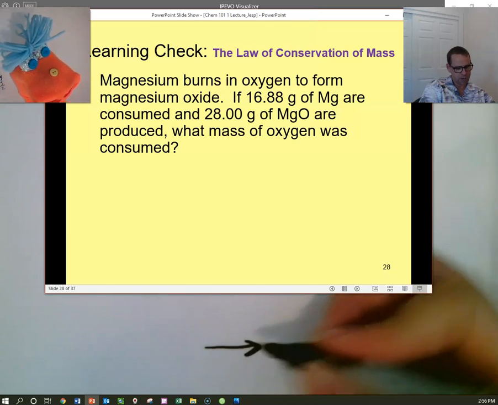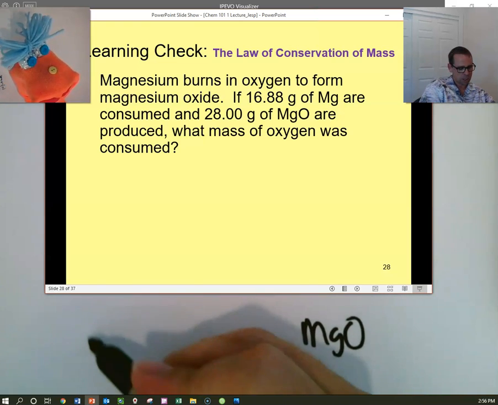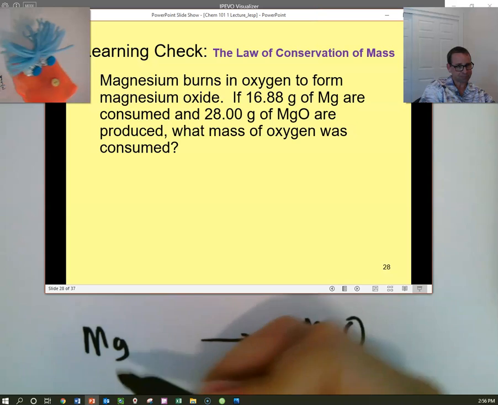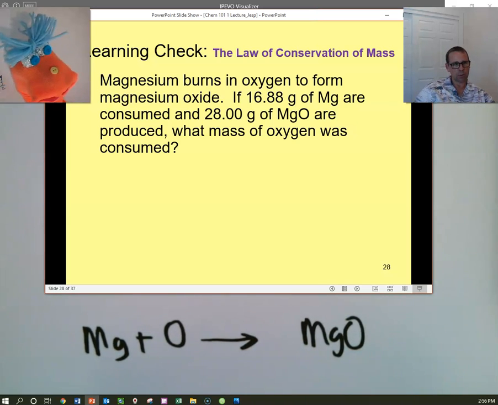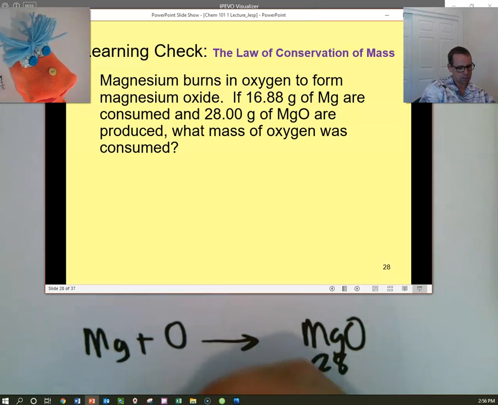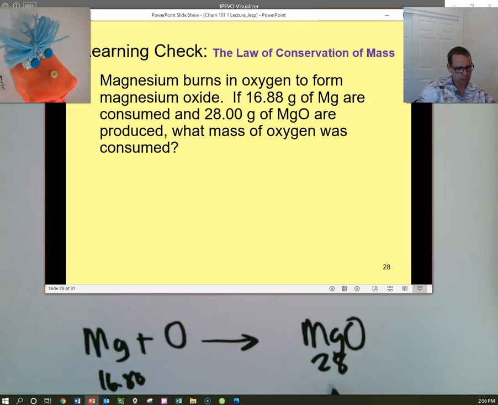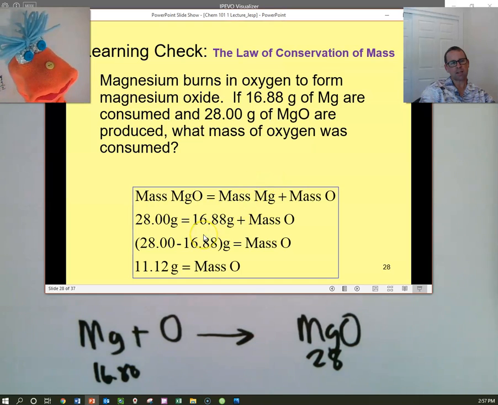Okay, that's right. So if I write it in terms of a chemical equation, I have magnesium plus my oxygen atoms coming together to form magnesium oxide. There's 28 grams of this material, 16.88 here. So 28 minus my 16.88, and that's going to be our mass of oxygen. Okay, very good.